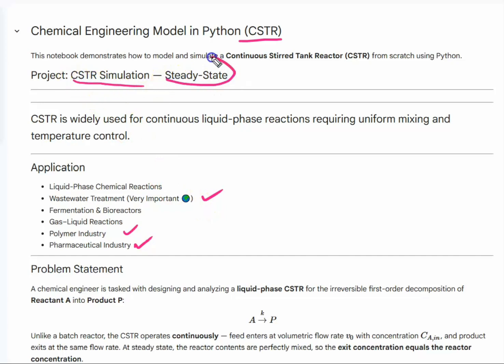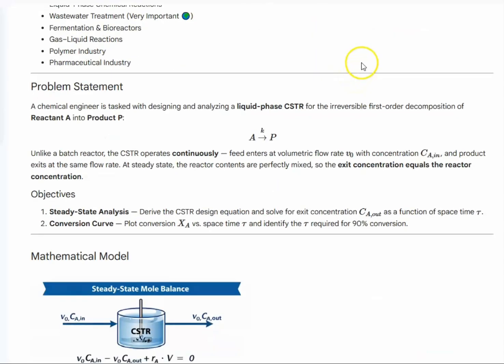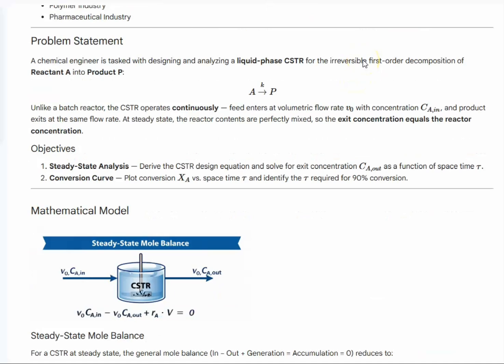In today's video, we are focusing purely on the steady state. We will derive the design equation, solve for exit concentration as a function of space time, find the space time needed for 90% conversion, and compare CSTR performance directly against the batch reactor we studied last time. Let's get started. Our reaction is the same as before.